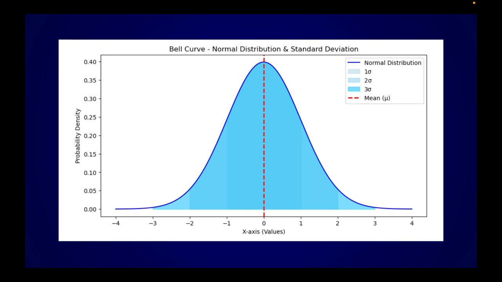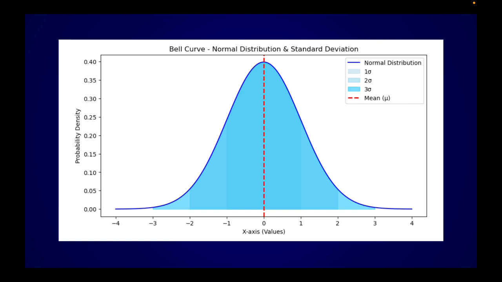So what are the key elements in this graph? The blue normal distribution curve is symmetrical and bell shaped. It represents how data points are distributed, and the highest point, the peak, represents the mean of the data. The red dashed line marks the center of the distribution where the average value lies, and in the normal distribution the mean, median and mode are the same.